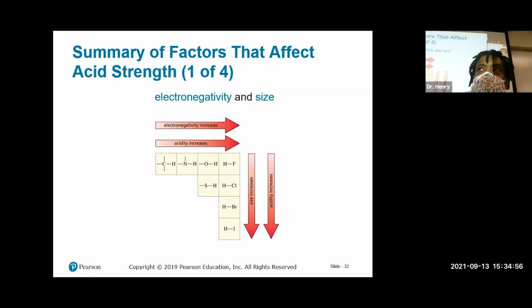So this is just basically summarizing it, right? You increase the electronegativity, you increase the acidity. You increase the size, you increase the acidity.